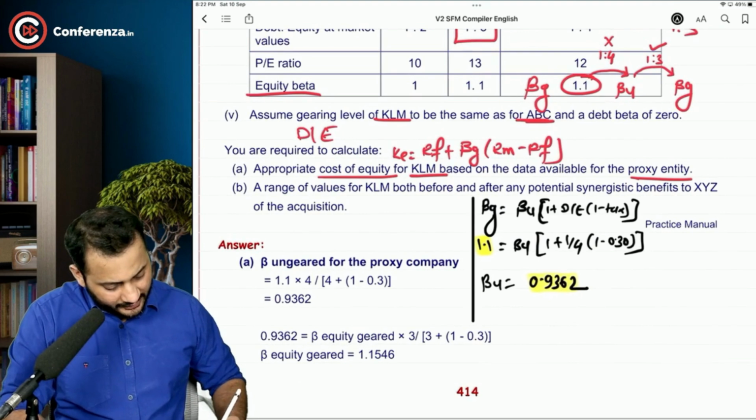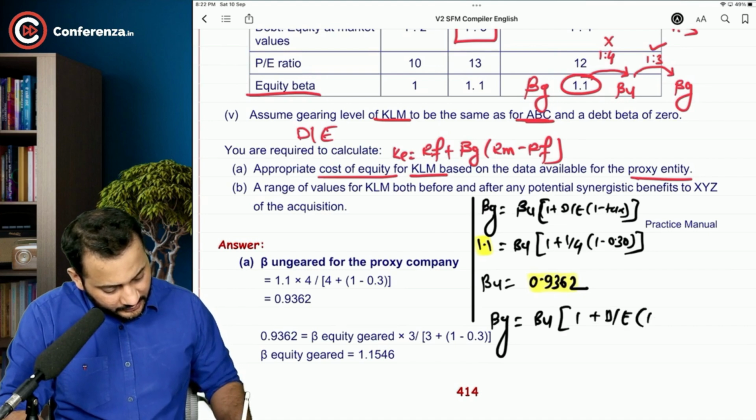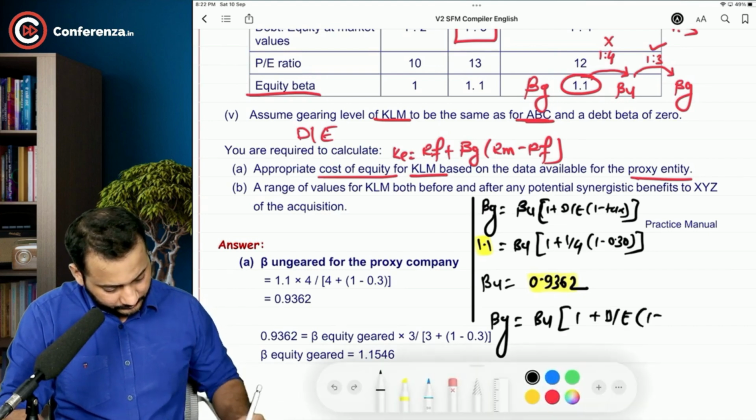Now use it back to calculate the geared beta of KLM. Geared beta is equal to ungeared beta times (1 plus debt equity times (1 minus tax)).